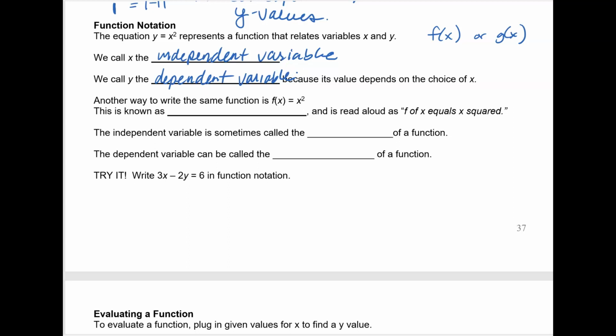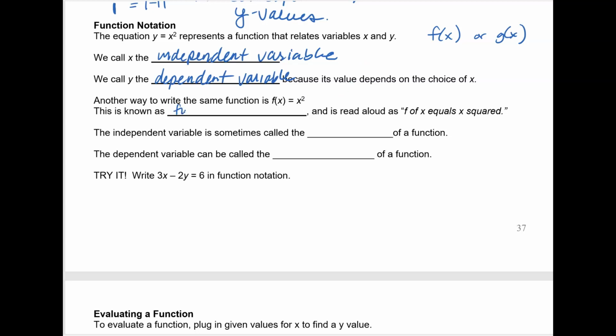Because its value depends on the choice of x. So we're choosing the x, we plug it in, and that determines what y we get out. We can also write this equation differently. We can write it using function notation. So instead of the y, we can write f of x equals x squared. So the y and f of x are pretty much interchangeable.